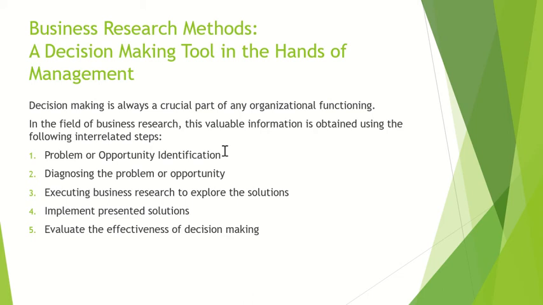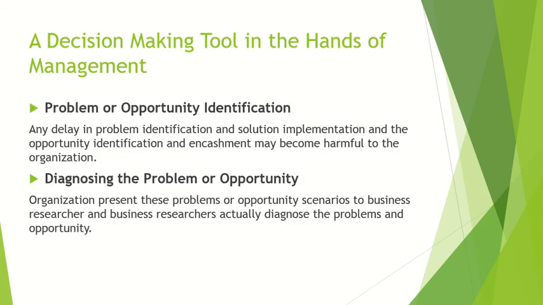So let's discuss these steps: problem and opportunity identification. The second one is diagnosing the problem or opportunity. The third one is executing business research to explore the solutions. The fourth one is implementing presented solutions. And the last, evaluating the effectiveness of decision making. Clear? Okay, let's discuss these five steps of the decision making tool one by one in detail.